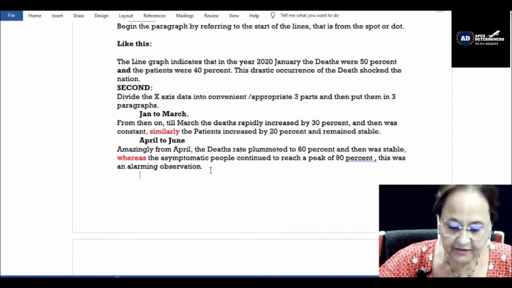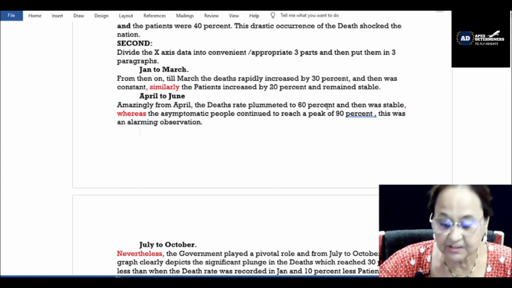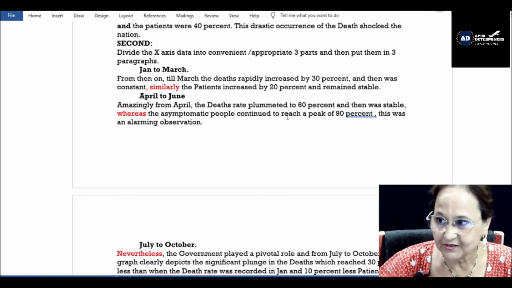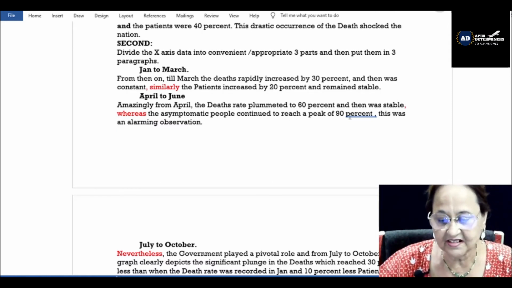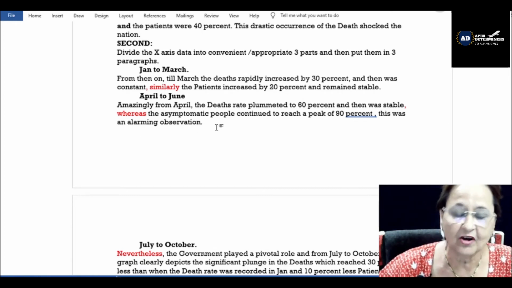Okay. April to June, amazingly, from April, the deaths rate plummeted to 60% and then was stable, whereas the asymptomatic people continued to reach a peak of 90%. This was an alarming observation.